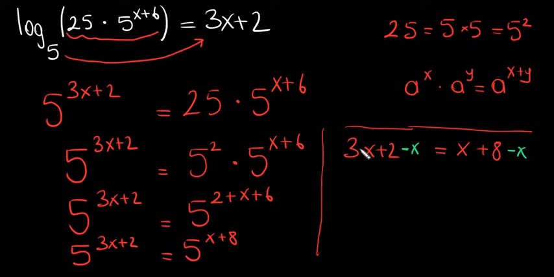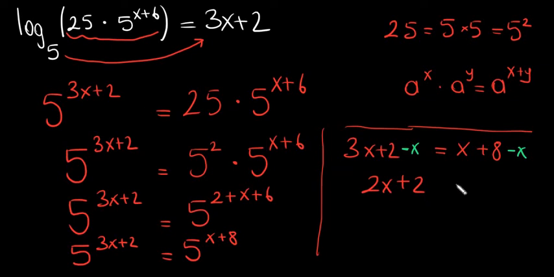So on the left hand side, I'm going to have 3x minus x, which is 2x, and I have plus 2 is equal to. So x minus x is going to be 0, so I'll have only 8. And now I can just subtract 2 from both sides, because I want to leave 2x alone here. So I'm going to subtract 2 from both sides.